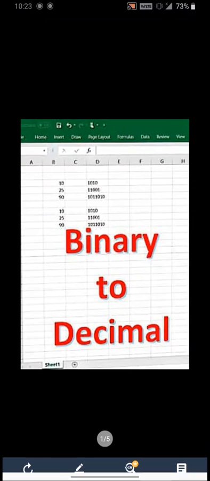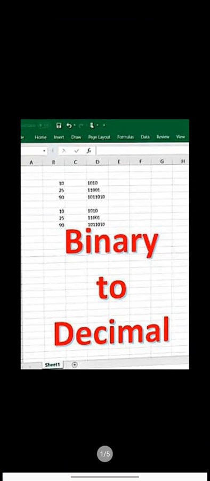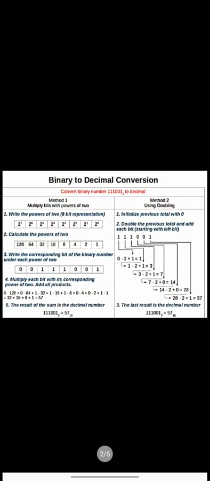Good morning, class. In our previous classes, we have studied various types of number systems, which were binary, octal, decimal, and hexadecimal. In today's video, we will be learning about conversion of these number systems from one format to another. The first conversion is a binary number to be converted into a decimal number. Now let us see how it is done.